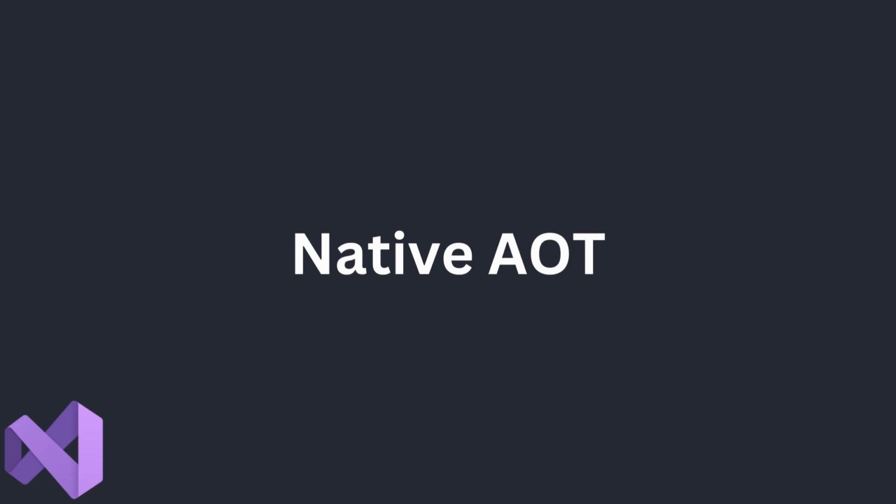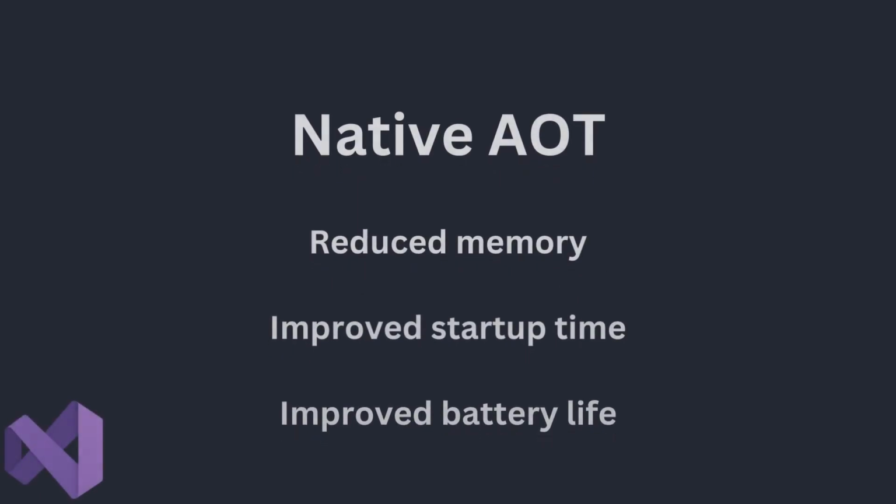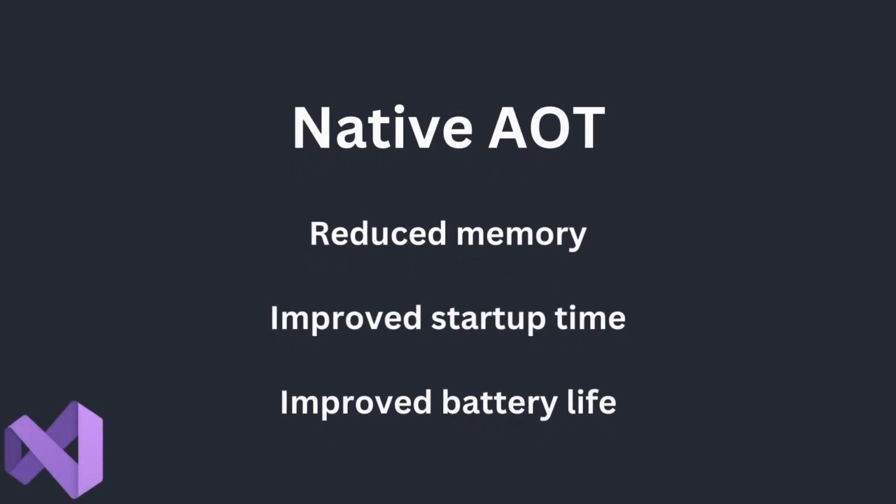For those unfamiliar with AOT compilation, here are some primary benefits of using it. Reduced memory footprint. AOT compiled code requires less memory than JIT compiled code, as the JIT compiler generates intermediate code that isn't needed for AOT compiled applications. This can be especially advantageous for devices with limited memory, such as embedded systems and mobile devices.